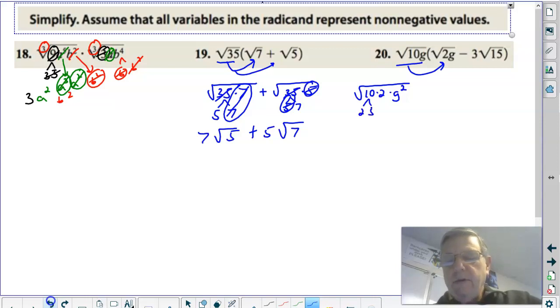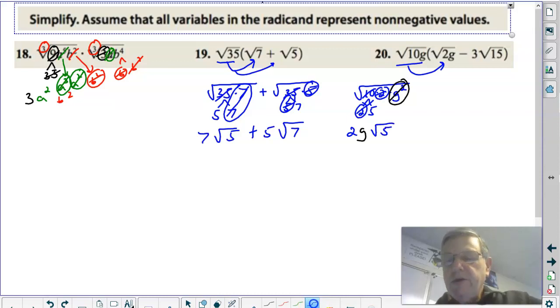2 times 5 is a 10. Do you see how I have these two 2's? The square root of 2 times 2 is a 2. I get a 2 out. The square root of a g squared is a g. I get a g out. What's still left in? Square root of 5.